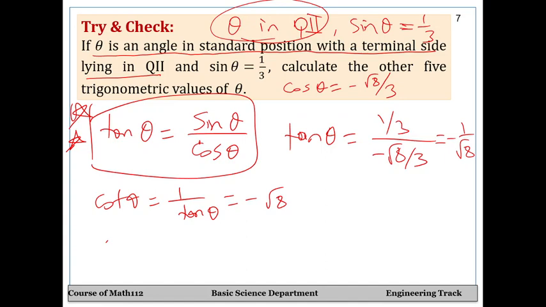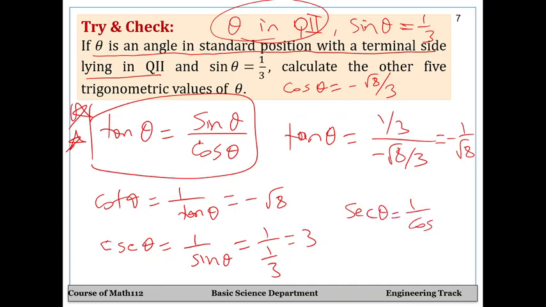And then the others, like the cosecant, we know cosecant is 1 over sine theta. So you flip sine theta, it will be 1 over 3, which is 3. Now the secant theta will be equal to 1 over cosine theta, and cosine theta is negative square root 8 over 3, and this will give us negative 3 over square root of 8.